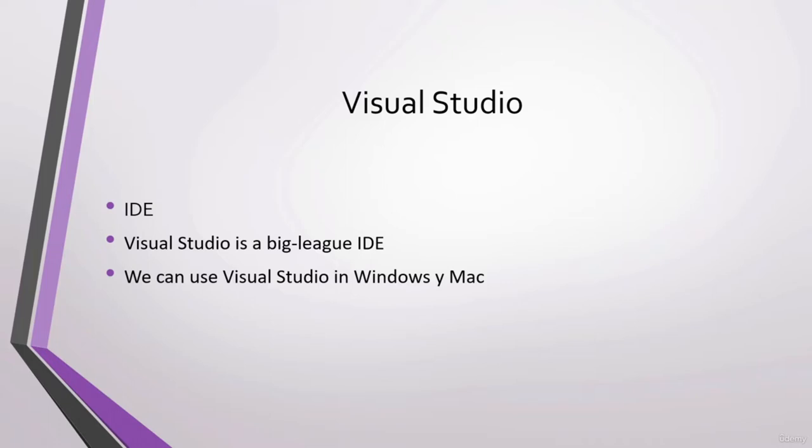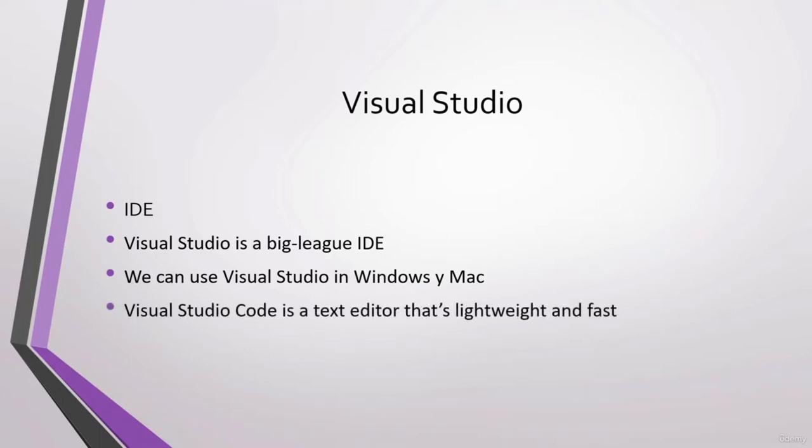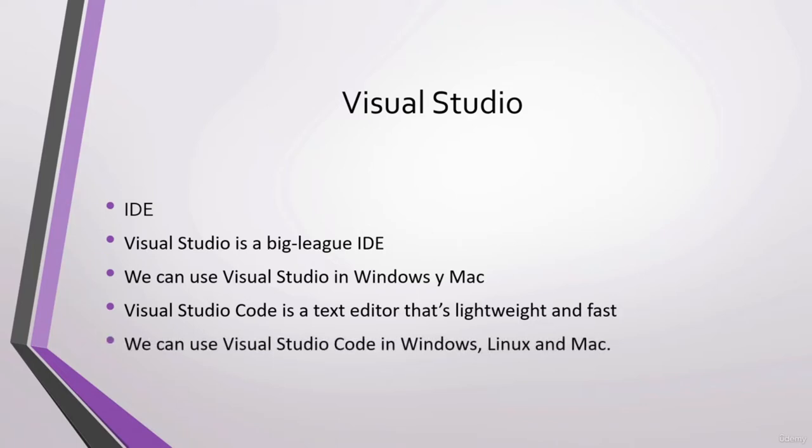In this course, I am going to use Visual Studio. However, I am going to show you how to create a project in Visual Studio Code in case you want to use that technology. Visual Studio Code is a light and fast text editor. Visual Studio Code is famous in JavaScript environments where people develop applications with frameworks like Angular, Vue, React, among others. You can use Visual Studio Code on Windows, Linux, and Mac. Visual Studio Code uses extensions, so we can install tools that allow us to work with different technologies, including .NET.